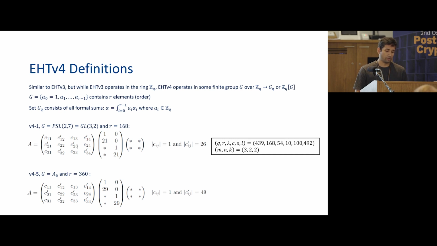And with version 4 level 5 security, we use A6, the alternating group on 6 elements, which has an order of 360, sorry.